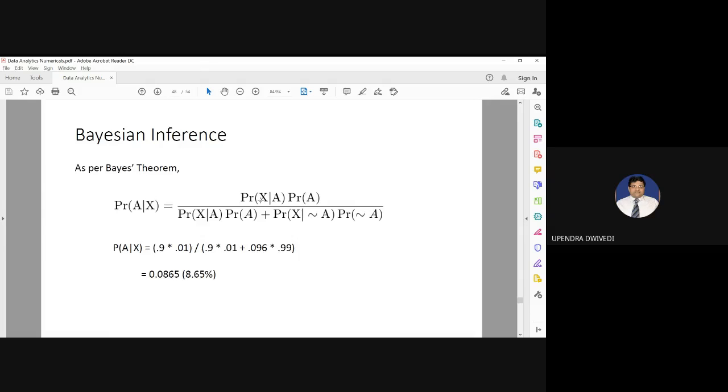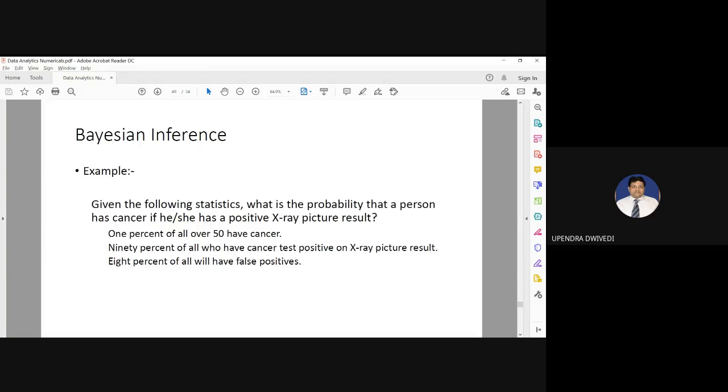Here the formula is slightly different. As per Bayes theorem, P(A given X) equals P(X given A) times P(A). This was the old one. Now it's slightly different: in the denominator, we have to derive P(X given A) times P(A) plus P(X given not A) times P(not A). Now we'll put all the values here and get the result. So you can see there is a slight difference in the equation. For the next session, we'll solve this problem. Thank you.